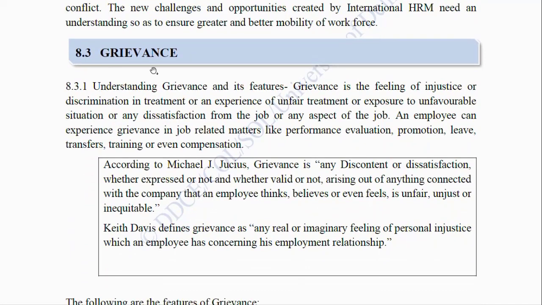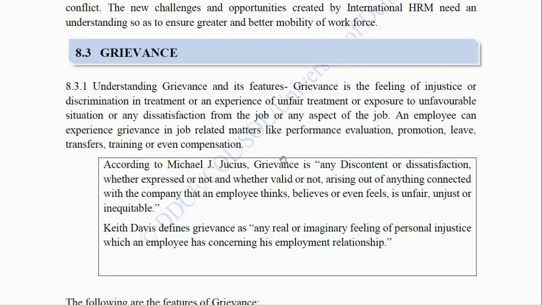8.3 Grievance. Understanding grievance and its features. Grievance is the feeling of injustice or discrimination in treatment or an experience of unfair treatment or exposure to unfavorable situation or any dissatisfaction from the job or an aspect of the job.